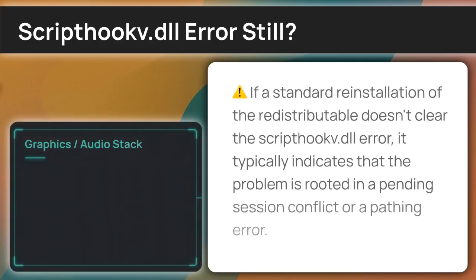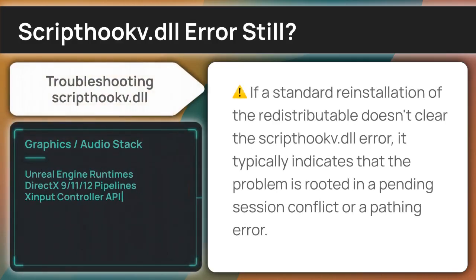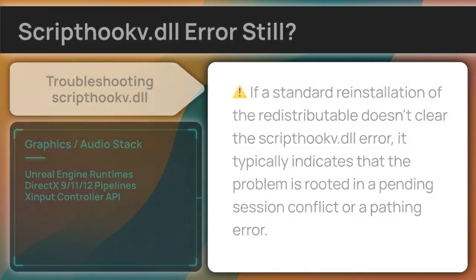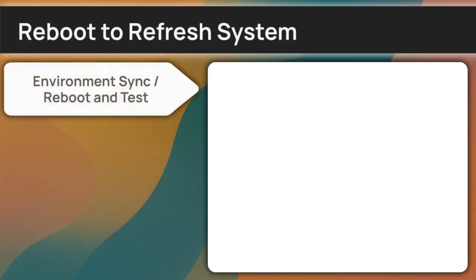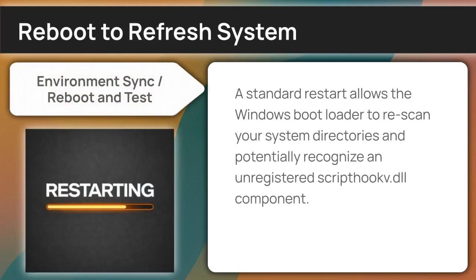If the redistributable repair didn't resolve the pop-up, the next logical step is to analyze the local environment for process conflicts. A simple restart can resolve file-in-use errors that mimic a missing Scripthookv message. It's a low-effort step that ensures your operating system starts with a clean execution stack.